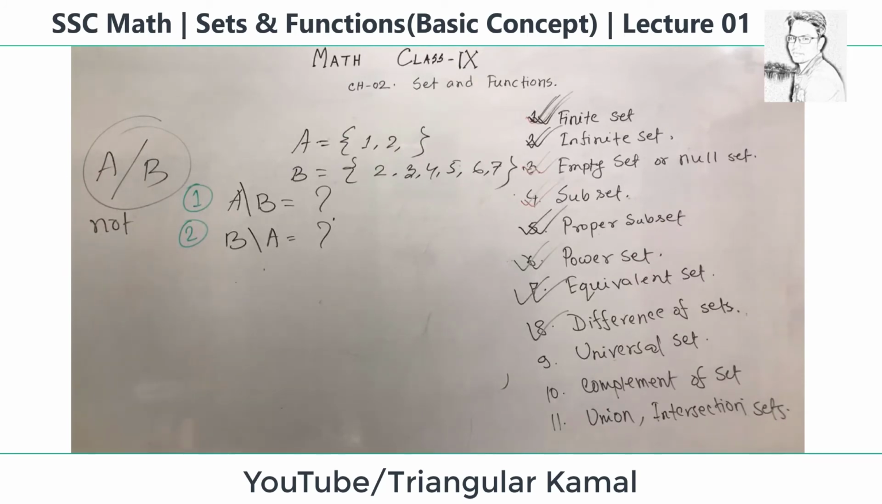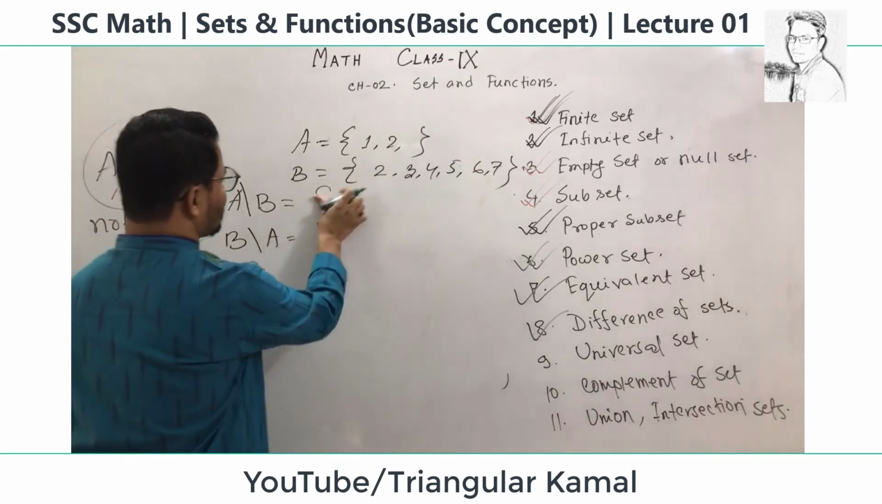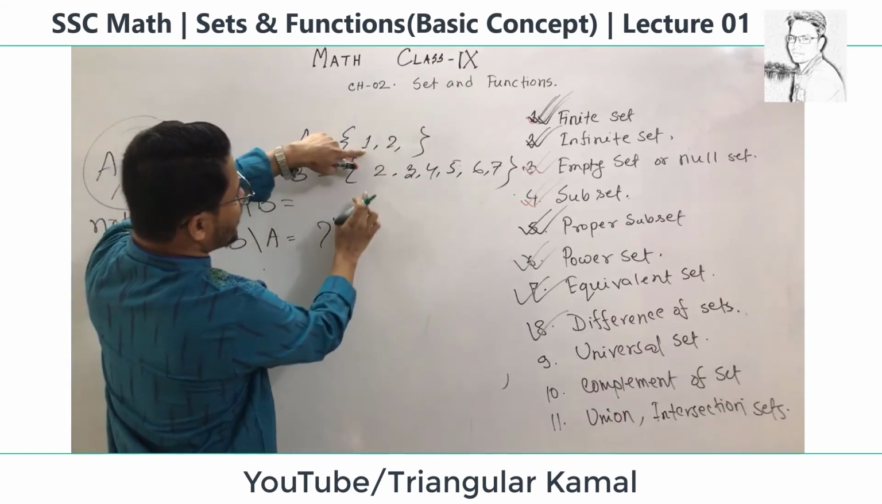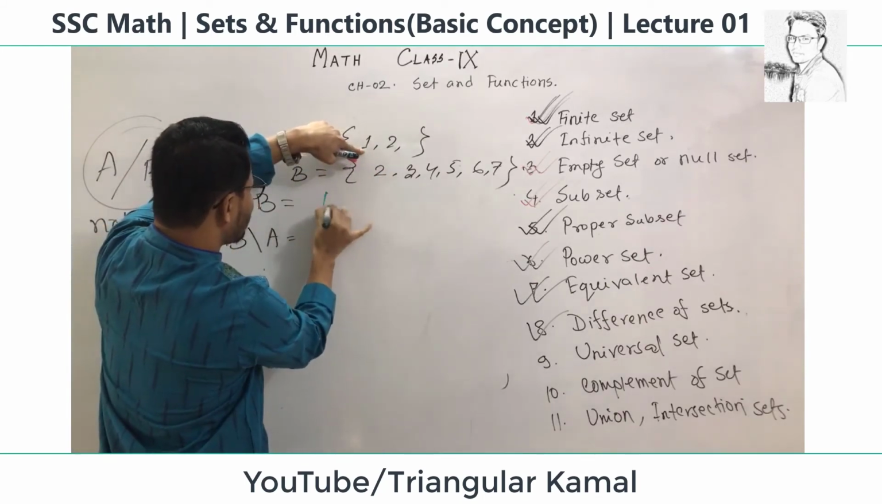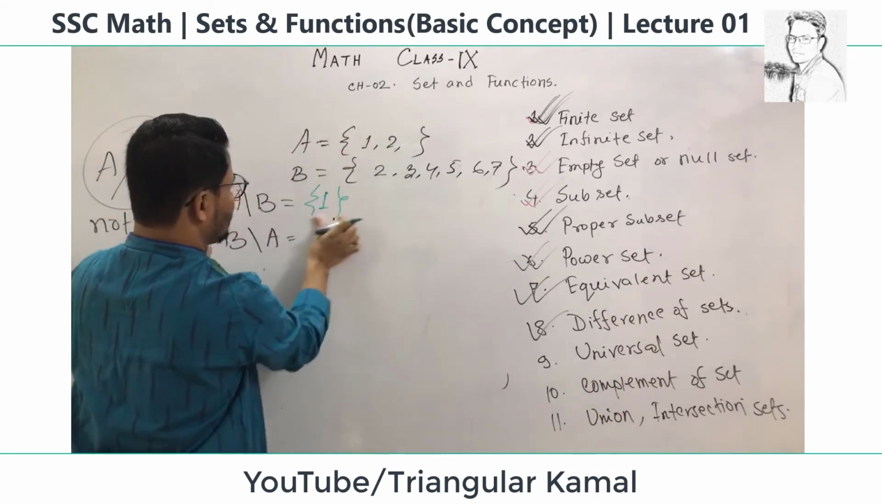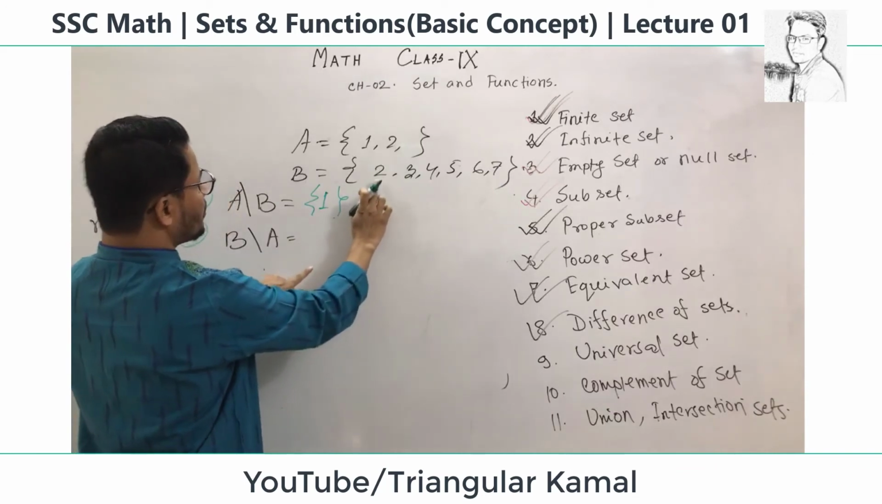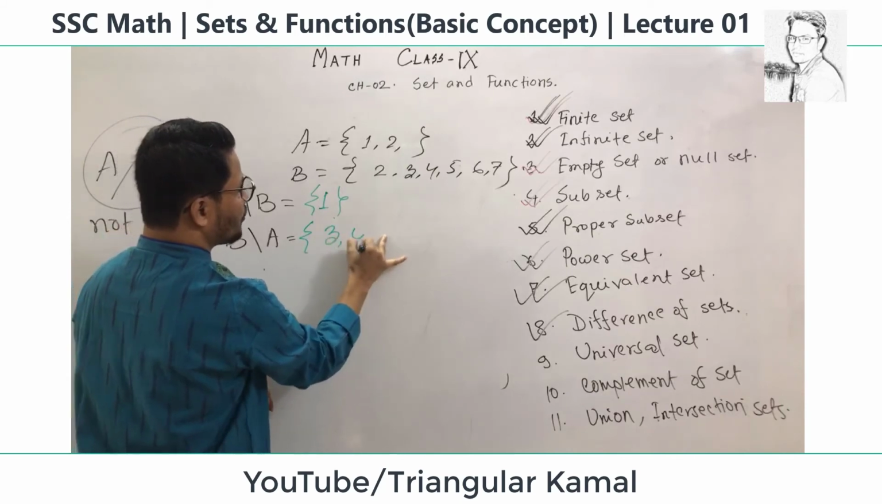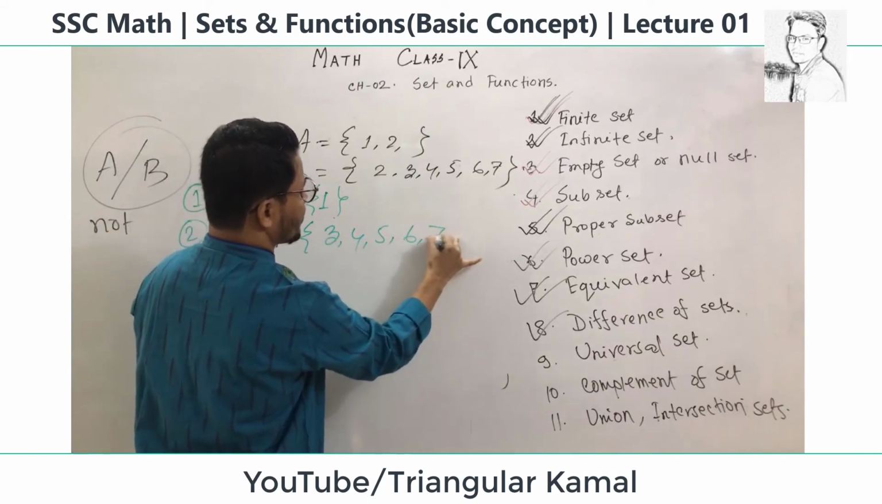B difference A is 3 4 5 6 7. Absolutely right answer. Thank you. Appreciate. This is the first one. A difference B: the A is not similar to this one, so only 1 is the answer. And the second one, 2, is similar, so the remaining part is 3 4 5 6 7.